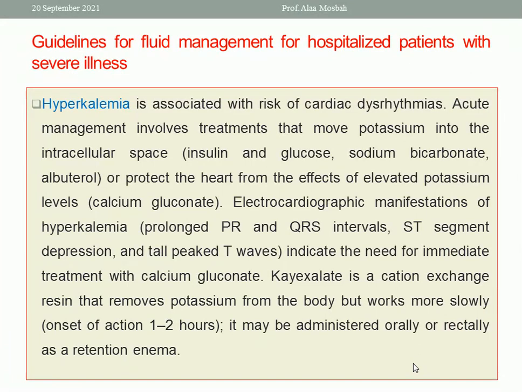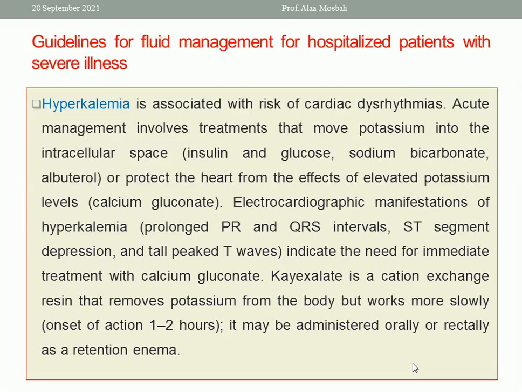What about hyperkalemia? How can you manage hyperkalemia? Hyperkalemia is associated with risk of arrhythmia. Acute management involves treatment that moves potassium into the intracellular space. You know that the treatment is to stimulate the entrance of potassium inside the cell, intracellular, by using glucose and insulin and bicarbonate and albuterol. Or protect the heart from the effects of elevated potassium levels by calcium gluconate.